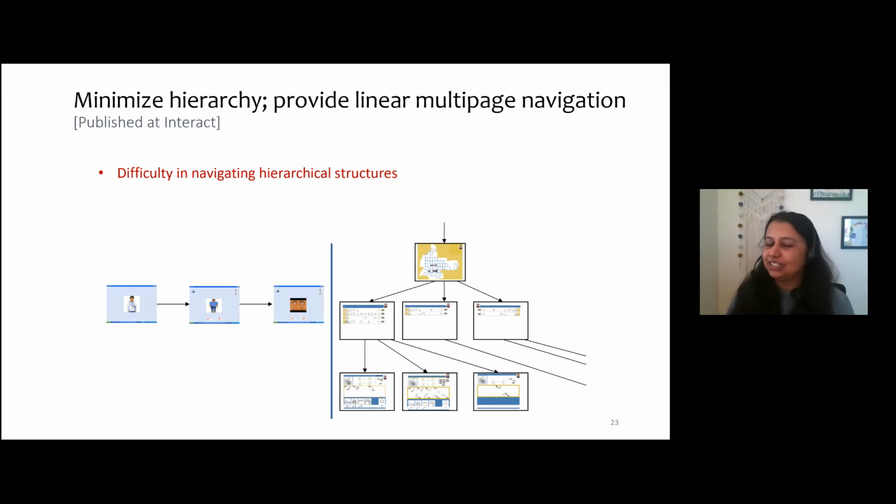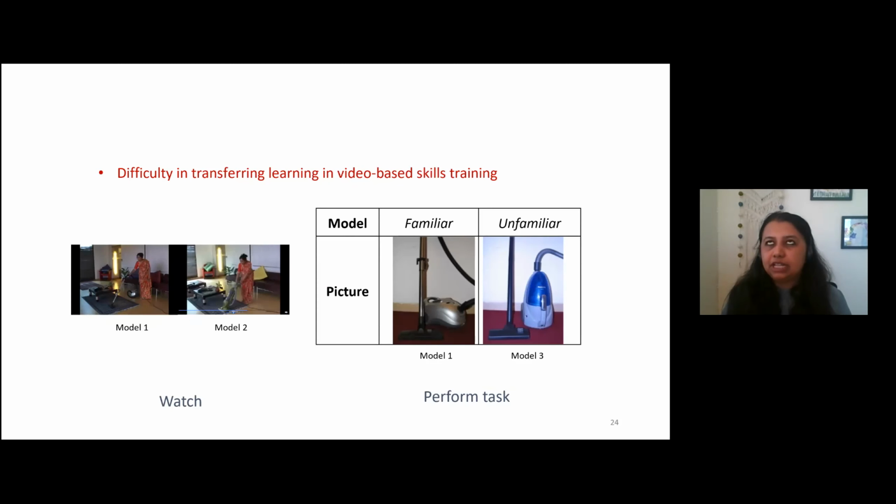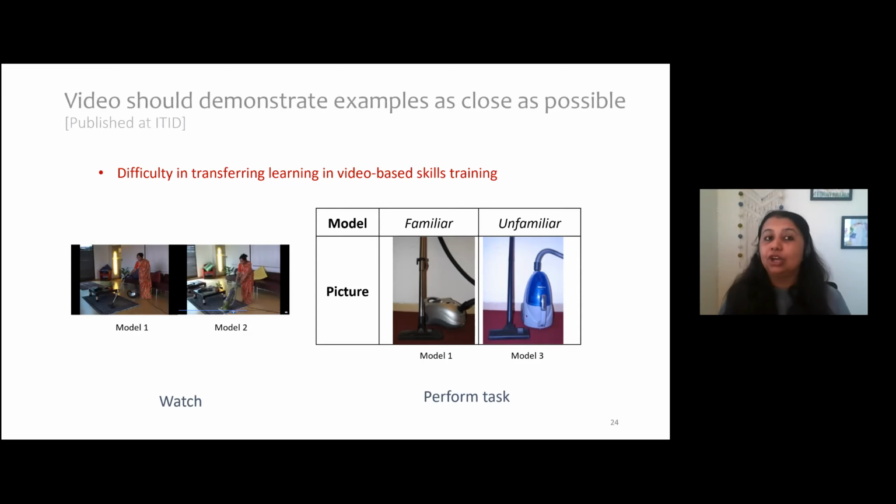This was a part of my PhD actually. We had done some control tests where we were comparing different levels of hierarchies and so on. We also saw that there was difficulty transferring learning from watching a video and applying it to actual practice. For example, if you watch a domestic help skills training video on how to do vacuum cleaning, and you have to apply it to an unfamiliar model, different from the one you saw in the video, people had trouble generalizing or abstracting it. So we suggest videos should demonstrate examples as close as possible to the actual thing of use. So that's another thing that we saw.